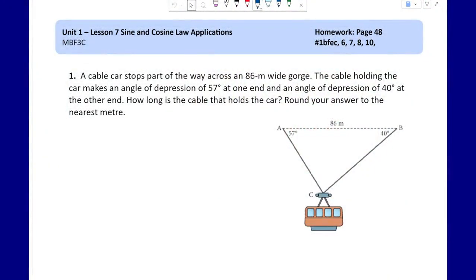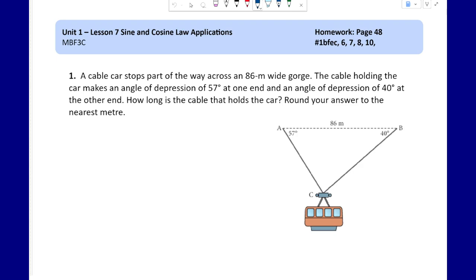In today's lesson, we are going to be looking at sine and cosine law applications. Similar to our application lesson for right angle trig, this is going to be focused on applying the sine and cosine law to word problems instead of just general triangles. In some cases, we may have to figure out the triangle on our own. In some cases, it may be drawn for us and we have to understand what it's asking for.